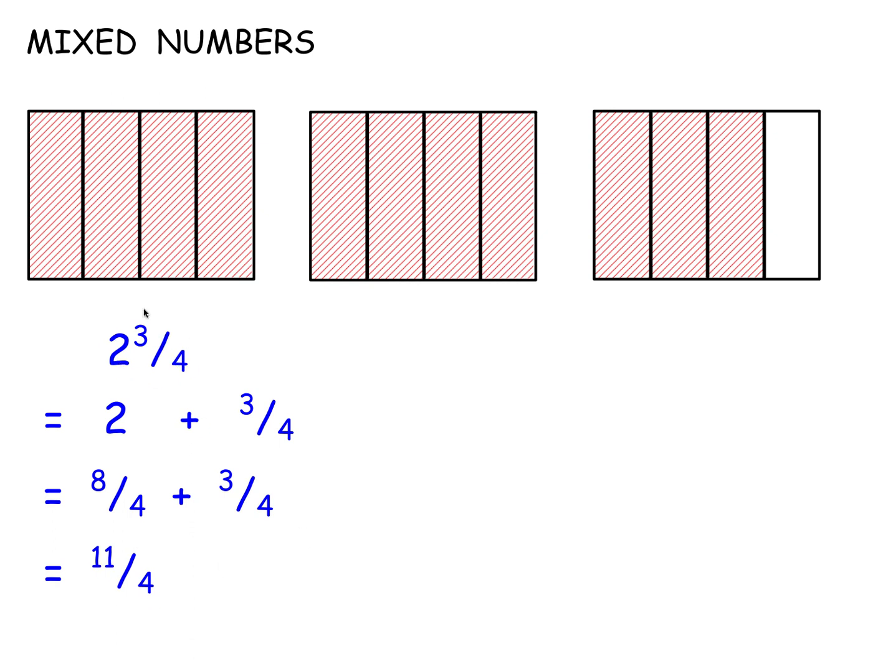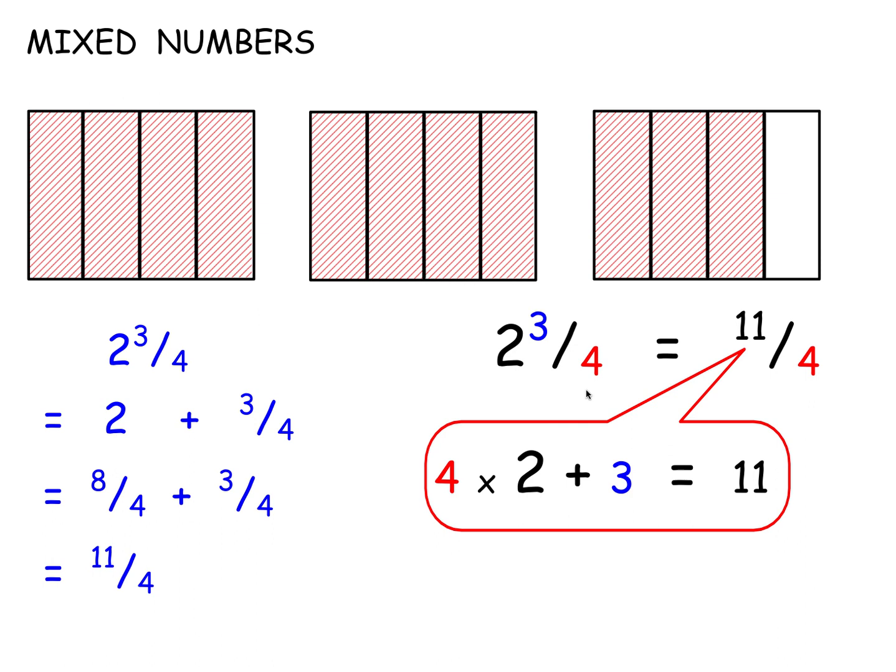2 3 quarters is a mixed number. 11 quarters is a fraction. It's an improper fraction, which means the number on the top is bigger than the number on the bottom. So sometimes called top heavy. 2 3 quarters is a mixed number. It can be changed into a top heavy fraction. Correct name for it is an improper fraction. So 2 3 quarters is equal to 11 quarters. We'll use this when it comes to multiplication and division. When mixed numbers become involved, we want to change to these top-heavy fractions.